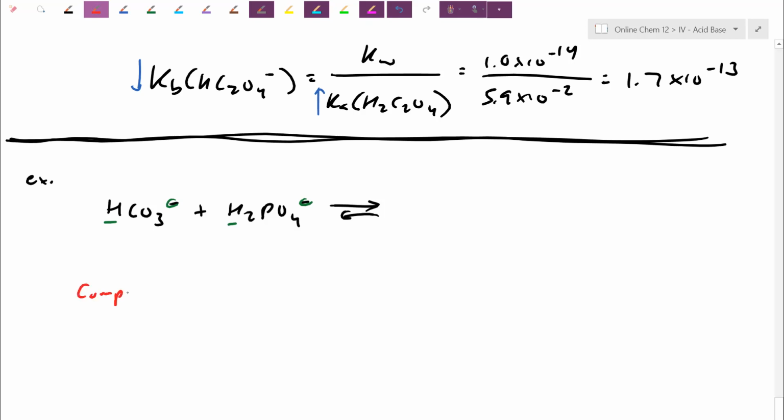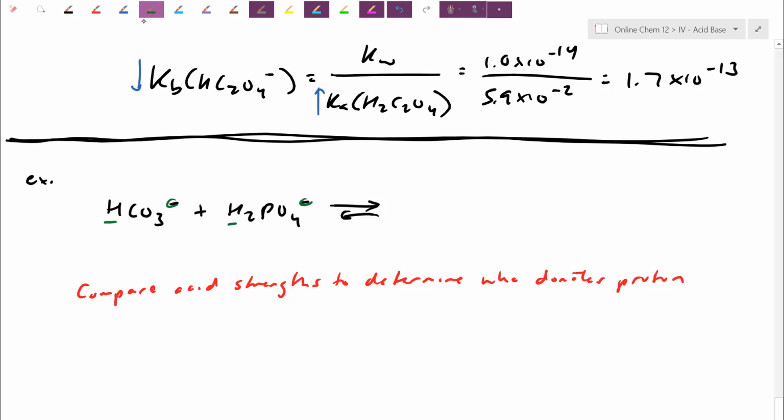What I'm going to do is compare. I'm going to write down for you here: compare the acid strengths to determine who donates the proton. Both of them are willing to toss a football, and I'm just looking at acid strengths because on my table I'm given Ka values.